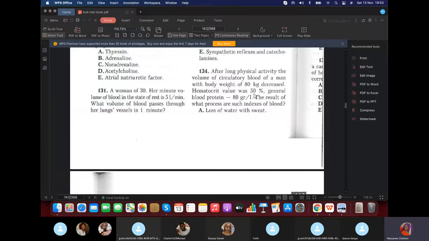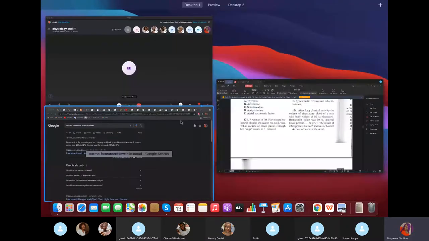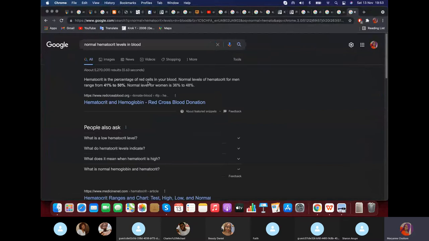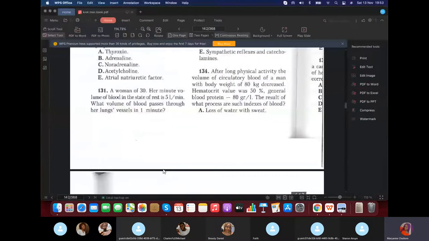This is actually borderline. But from the question, I can tell that if someone is performing physical activity, the person is running or doing something, and hematocrit increased. Okay, you don't know what hematocrit is. Hematocrit is the percentage of red blood cells in the blood. Remember from the last lecture, I told you how these two lectures will intertwine. The blood comprises of what? The plasma and the formed elements. So if someone is performing physical activity, the person is sweating and the person is losing what? Fluid.